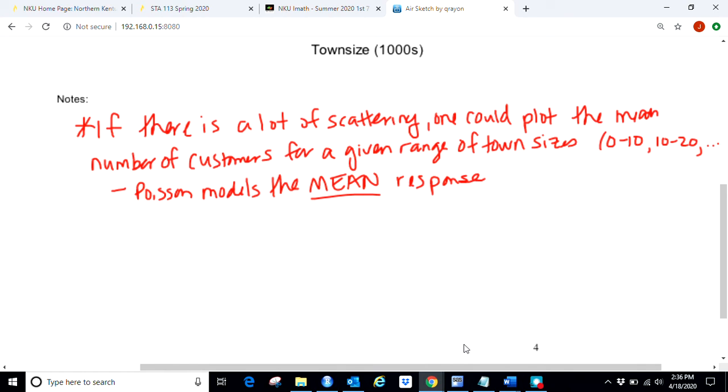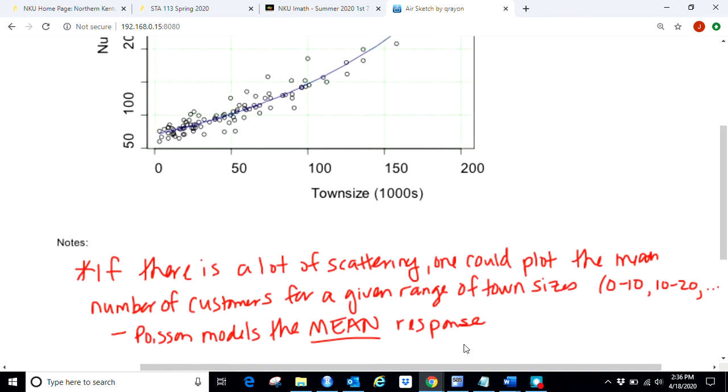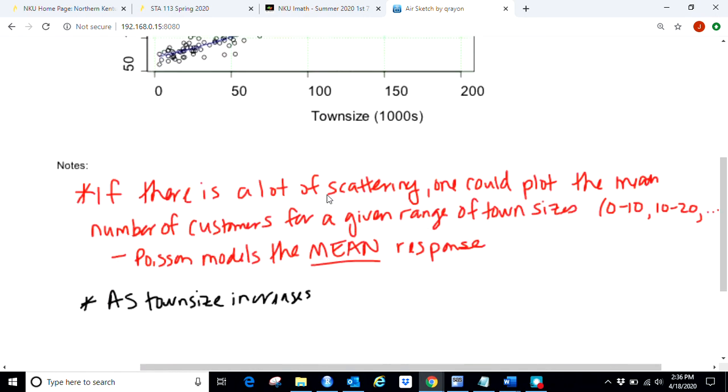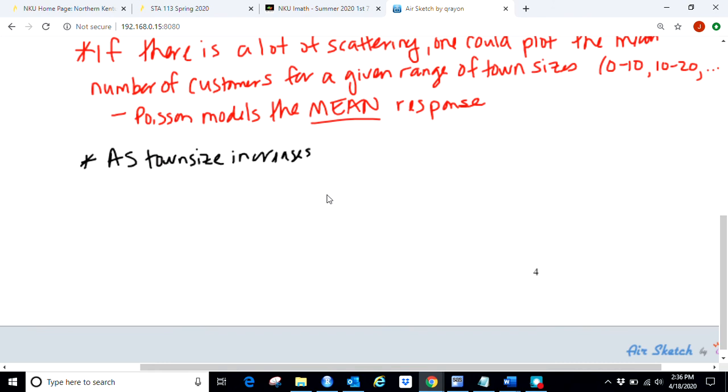What also is nice that we can tell from this plot: well, what do I know as town size increases? As the town size increases, what is happening to my predicted number of customers? Well, right, it seems to be going up. It's not a straight line, but it seems to have that increasing pattern. So the number of customers tends to go up.